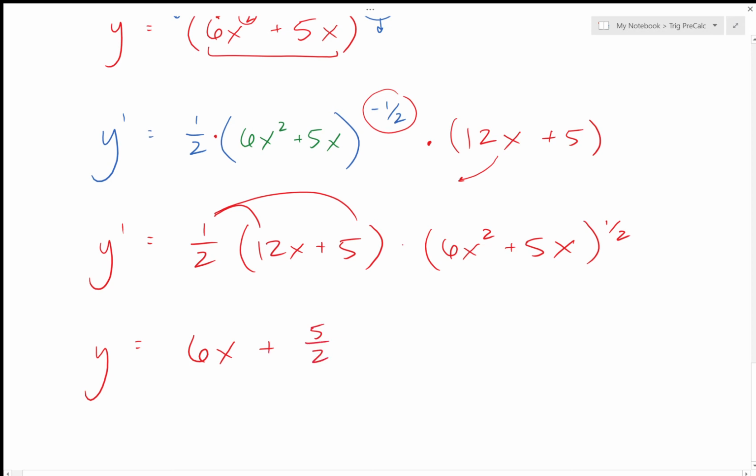Now the other part, remember, oops, I forgot it there. It is negative 1/2. We don't want negative exponents. The way we get rid of that is moving it to the bottom. So this whole thing moves to the bottom. 6x squared plus 5x. And now this 1/2, when moved to the bottom, becomes positive.